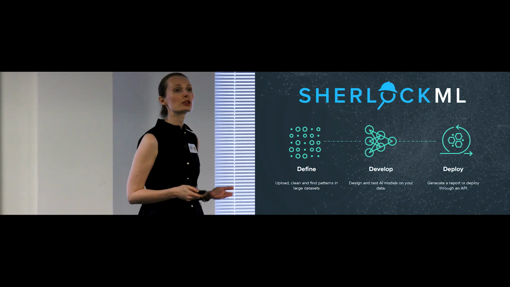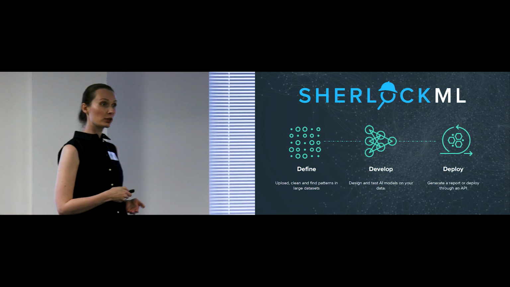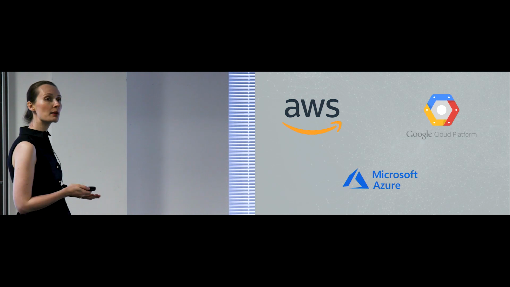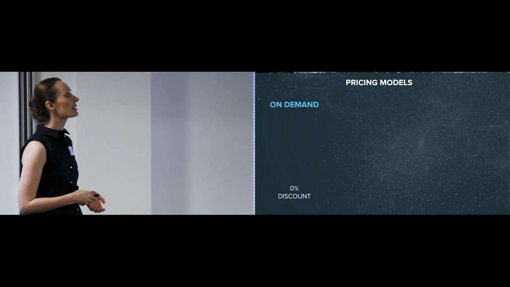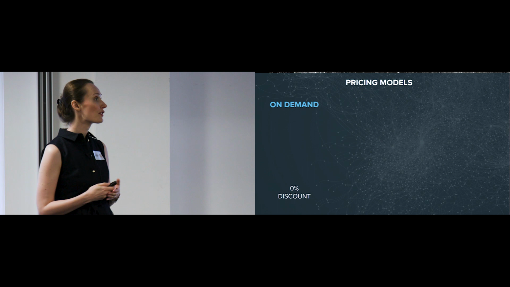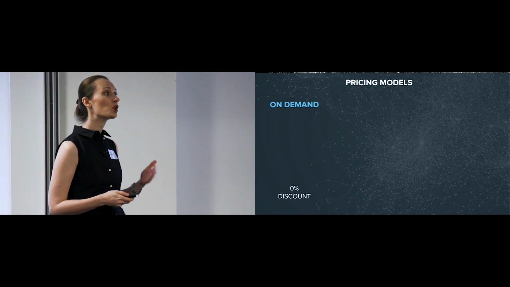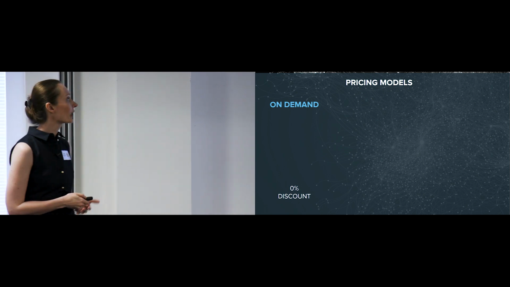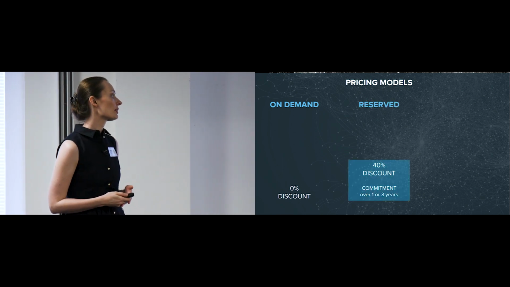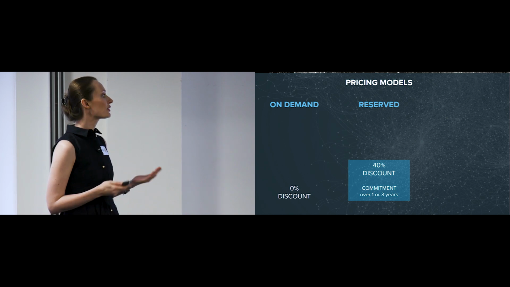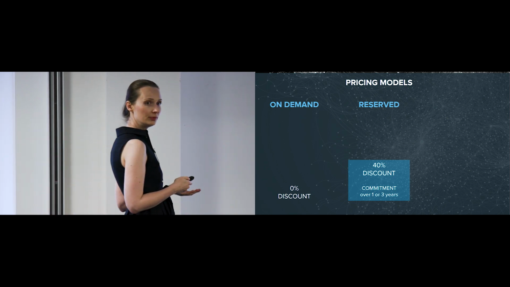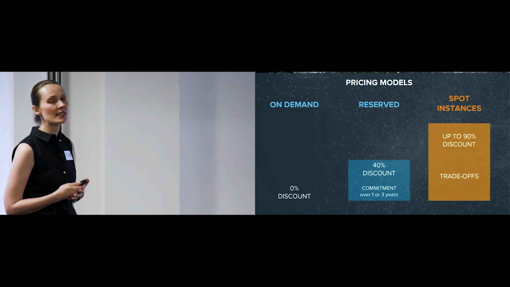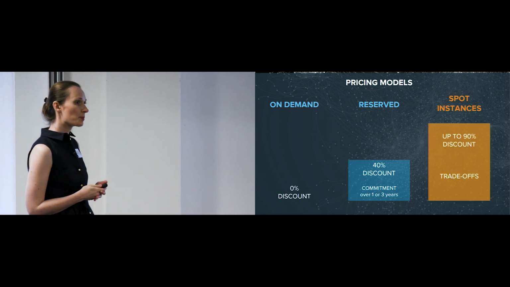So it is very crucial to understand cloud pricing models. There are many providers of cloud, and Sherlock is built on AWS. AWS provides three pricing models. The first one is on demand, where you pay only for what you use for computing. This is kind of pay as you go. Then if you're willing to commit over 1 or 3 years, you can get a 40% discount in the reserved model. But there is one more exciting discount, up to 90%, for the spot instances pricing model.